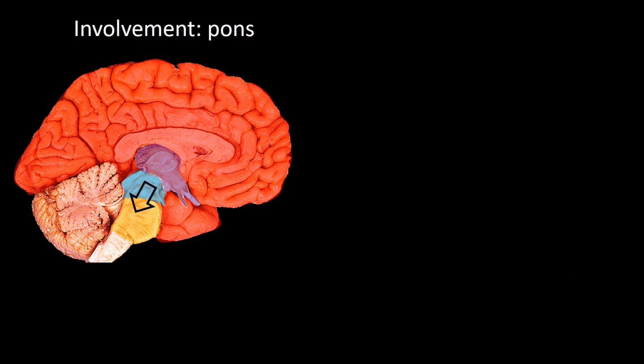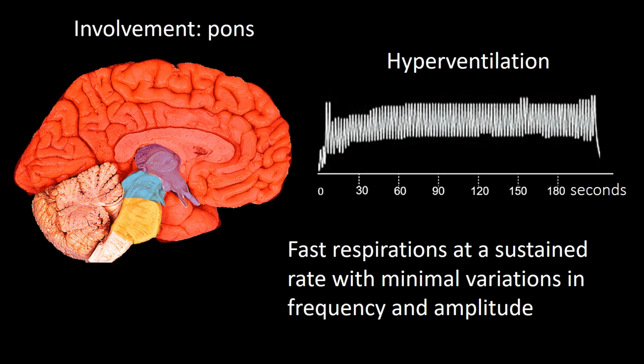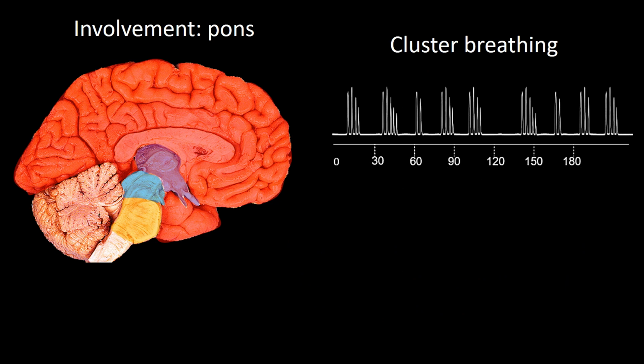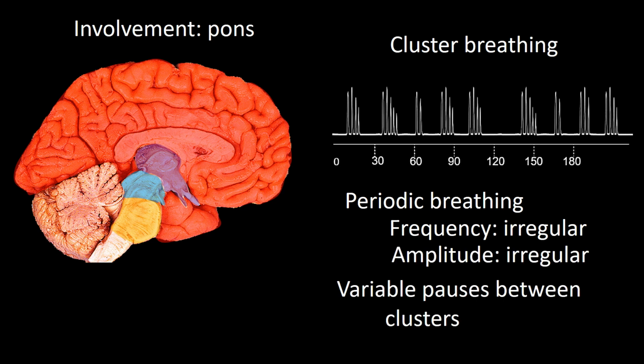Pons involvement may produce 3 types of breathing patterns: hyperventilation, just as with midbrain involvement. The second pattern is cluster breathing. Cluster breathing is a form of periodic breathing characterized by clusters of breath of irregular frequency and irregular amplitude, separated by pauses of variable duration between the clusters. This type of breathing is more common with lower pontine involvement.